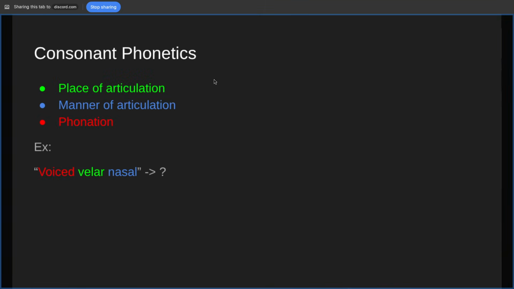Okay, I should probably speed up because it's already been almost an hour and we're only through the consonants. So we've defined these three things: place of articulation, manner of articulation, and phonation. So if I say a voiced velar nasal, you should hopefully now be able to come up with an idea of what that might mean. Anybody want to try?